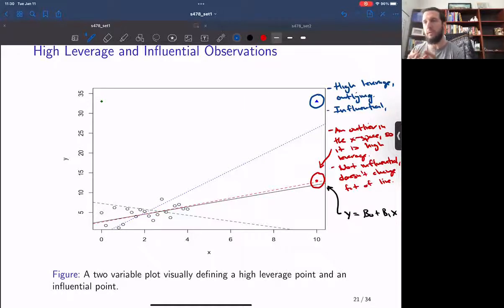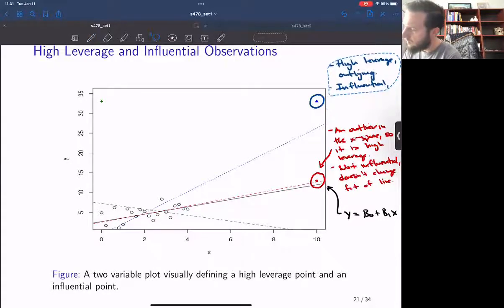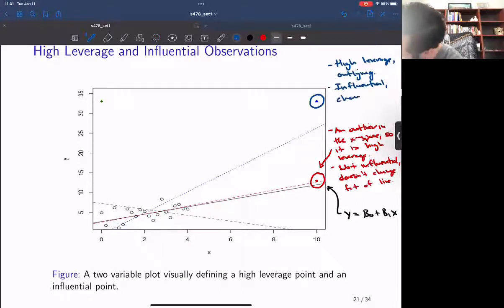An influential point is one that substantially changes the coefficients in the model. And again, we'll talk about criteria to determine if a point is influential, and we'll look at some of the measures that you can use to determine that momentarily. But this is the visual definition of these terms. So this is influential because it changes the fit of the line.